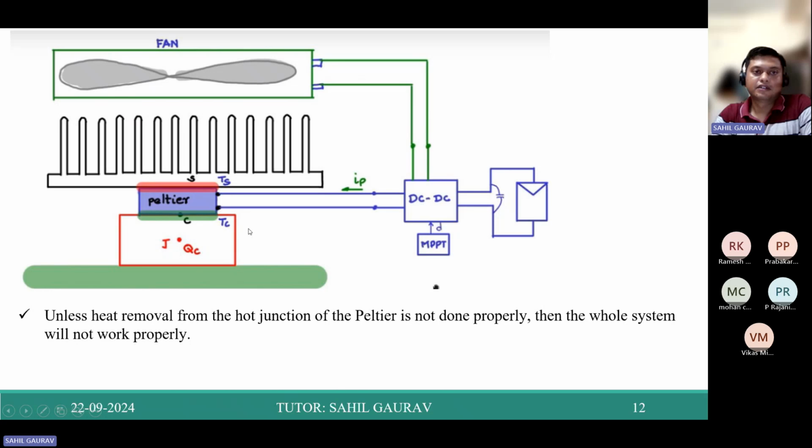So we have used this Peltier element, and then we have this heat sink and then the fan. If the heat removal from the hot junction of the Peltier element is not done properly, then the whole system will not work properly. That's why we have installed this fan along with this heat sink.